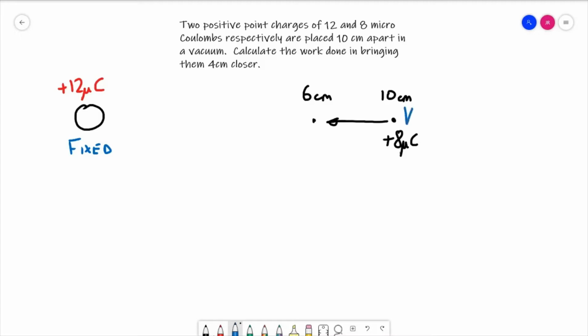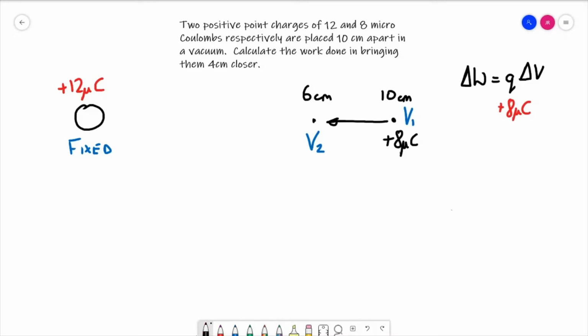We're starting here, so I'm going to label that as V1, and in a moment we're going to calculate the potential at that point. We've moved it to here, so I'm going to label that V2, and we can calculate the potential at that point. In order to calculate the work done, we're going to use delta W is equal to q delta V, where little q here is going to be our plus 8 microcoulombs.